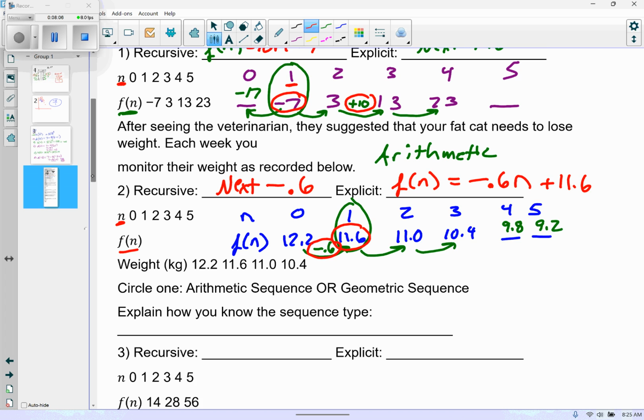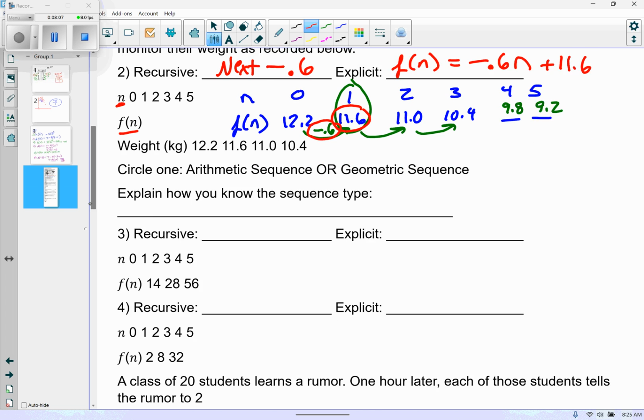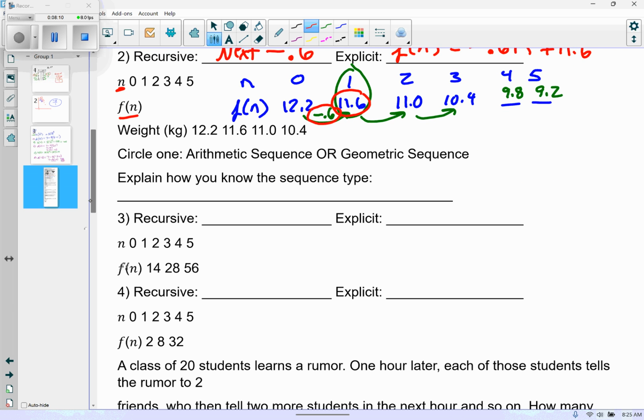Doing okay? If you have any questions, make sure you ask me. All right. Why don't you try number 3 while I write it down so I can take a look at it.